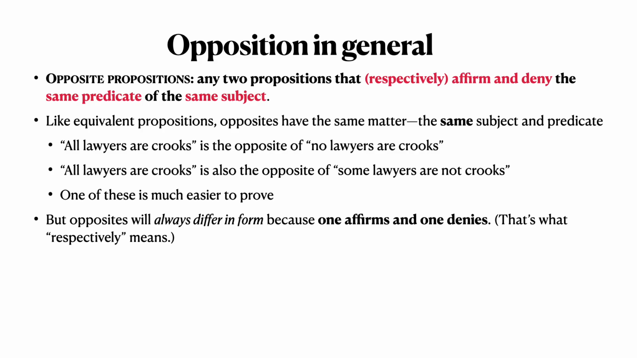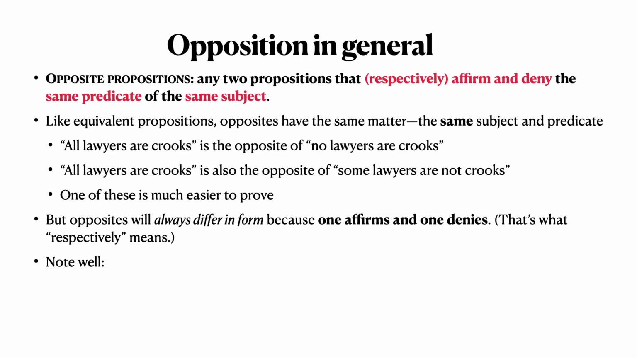But when we say that two things respectively do one thing and the other, we don't mean that each one of them does both things. We mean one of them does one and one of them does the other. So in this case, for any two opposite propositions, one of them is going to affirm and one of them is going to deny. One of them is going to be on the affirmative side of our matrix, the A and I side, and one of them is going to be on the negative side of our matrix, the E and O side. All right.